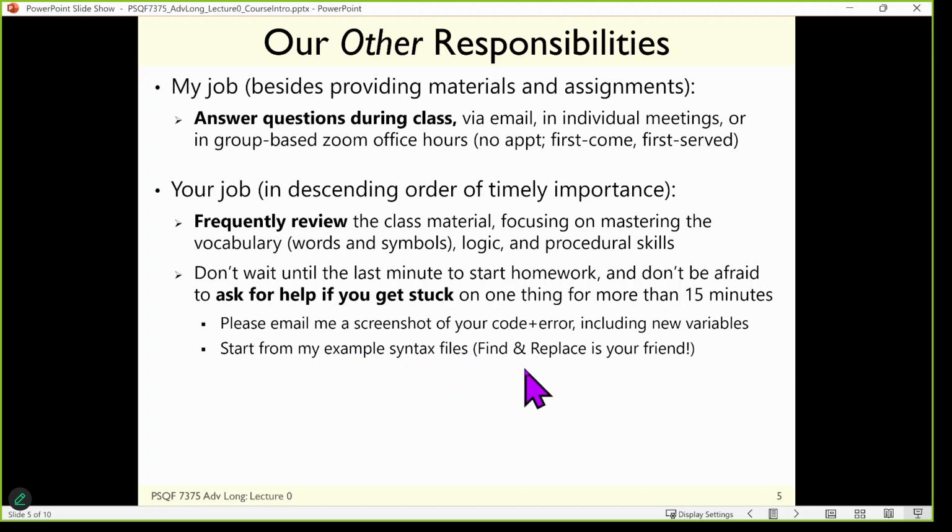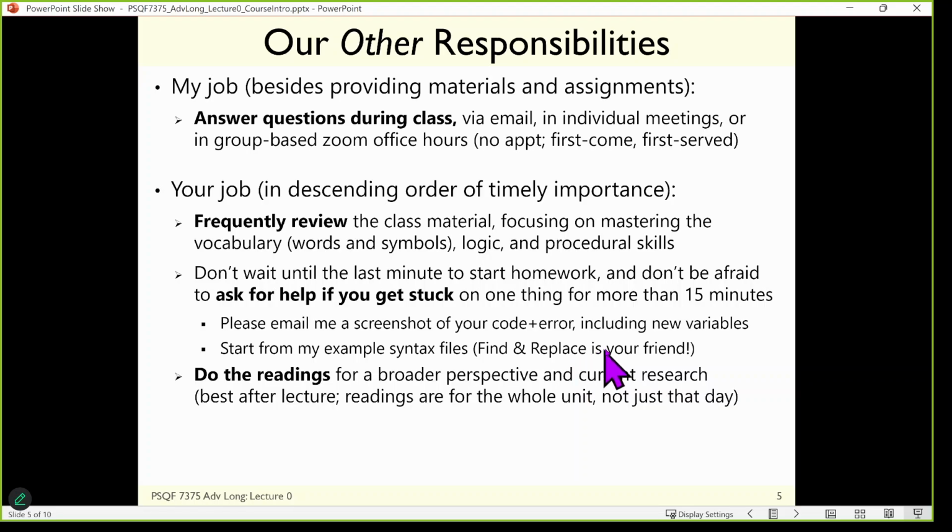In the CanData ones, I will always give you the source files for the example. That's where you can start from. So you can find what's relevant, copy it, modify it, and use it for your purpose. Find and replace is still your best friend.